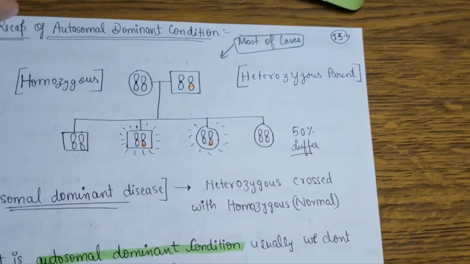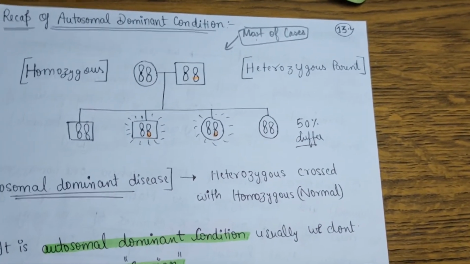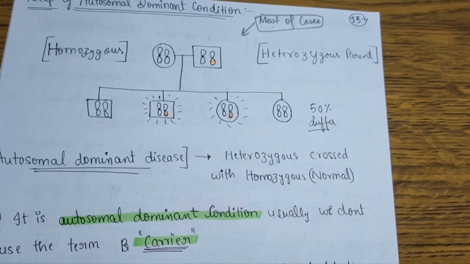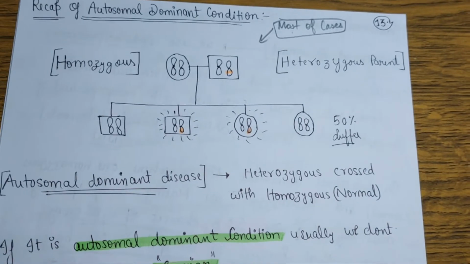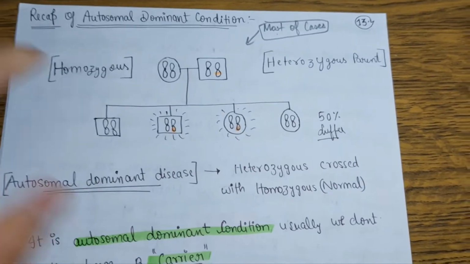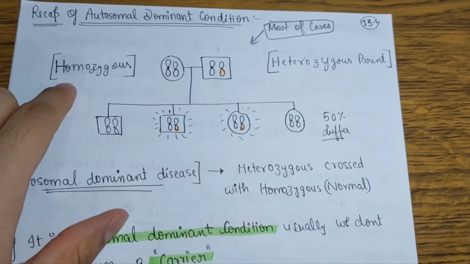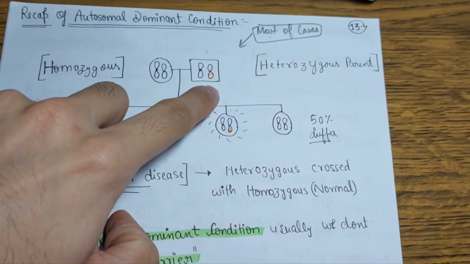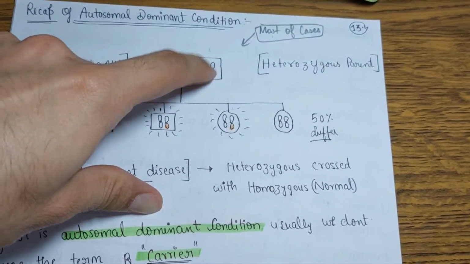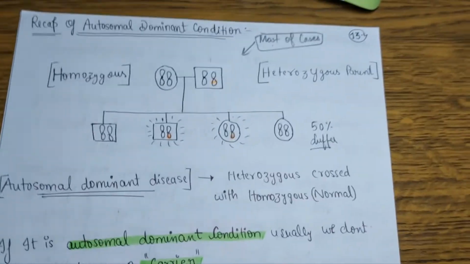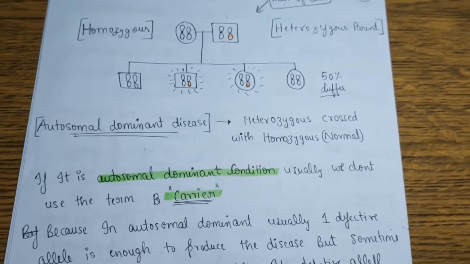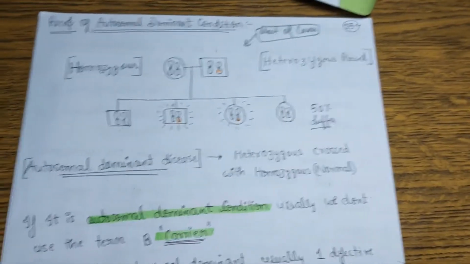Let's clarify some more points about their concepts, such as pleiotropy, penetrance, new mutation, and variable expressivity. In most autosomal dominant cases, we have a homozygous normal allele parent and a heterozygous parent who has the abnormal, dominant gene. Then out of the offspring, 50% will have a chance of having the disease, and 50% will have the chance of not having the disease genotypically.